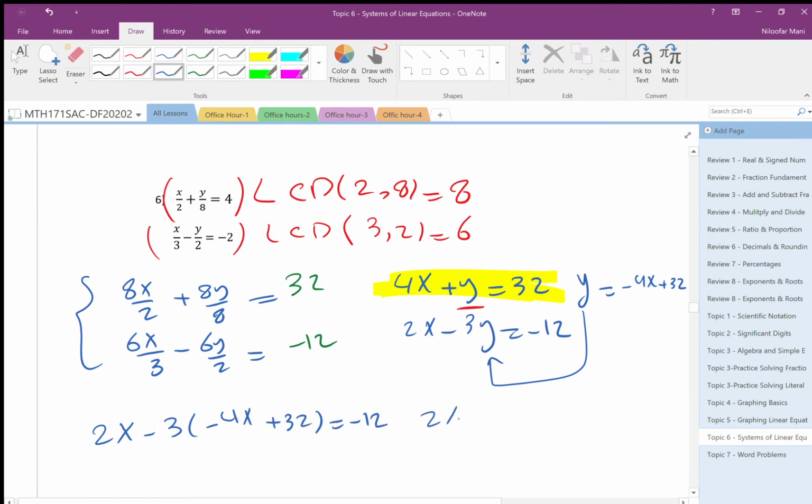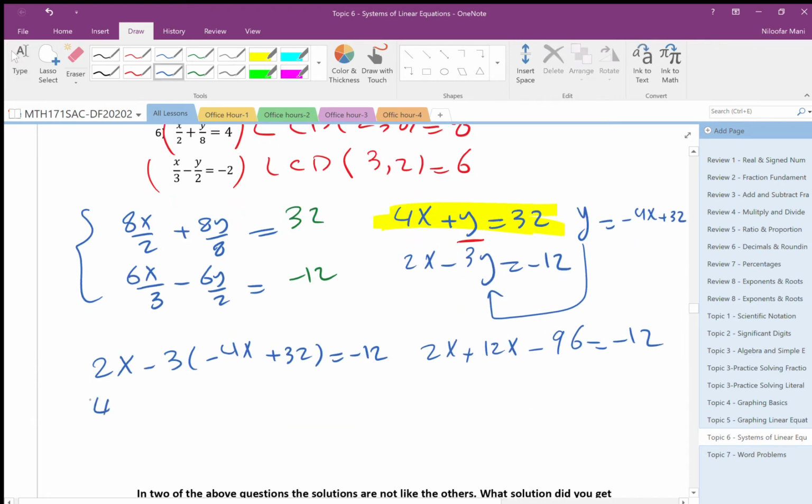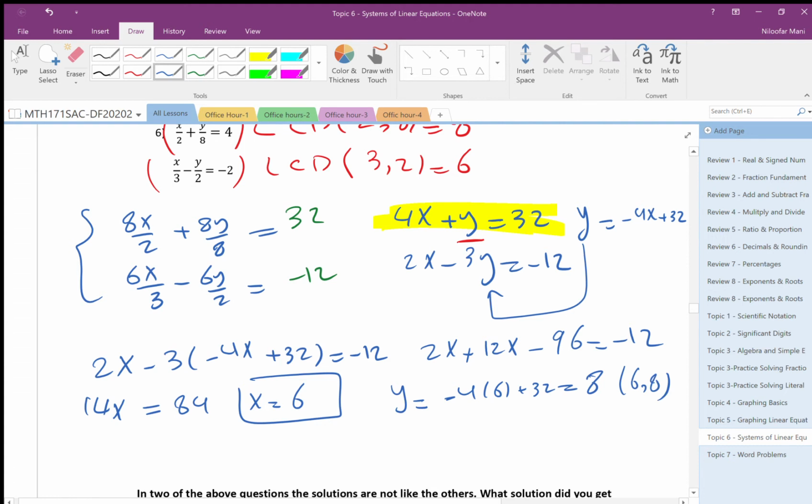Okay, so it is 2x plus 12x minus 96. Minus 96 equals minus 12. So I have 14x equals 84, and x is, I think, 6. Okay, what is y? y is minus 4 multiplied by 6 plus 32, which is 32 minus 24, which is 8. So I have 6 and 8 as the solution.